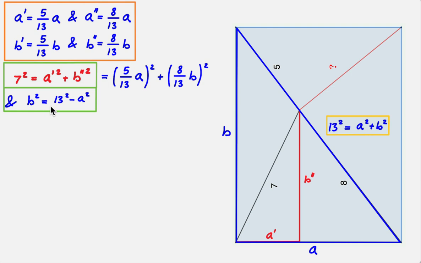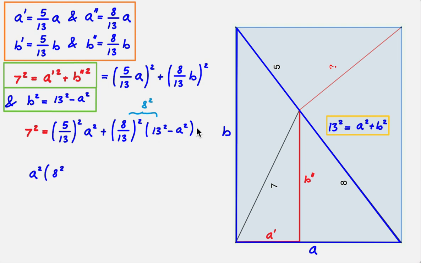We also know from this yellow box that B squared is 13 squared minus A squared. So as you see, the 7 squared is related to A squared and B squared, and also 13 squared is related to A squared and B squared. There are two equations for two variables, and now we're supposed to just substitute for B and eliminate B from the equations and find A. So let's do that. And I think this doesn't need any comment.